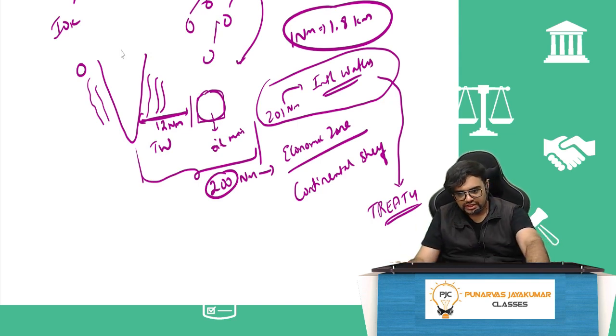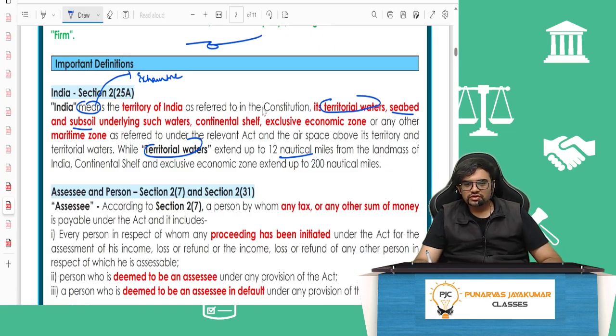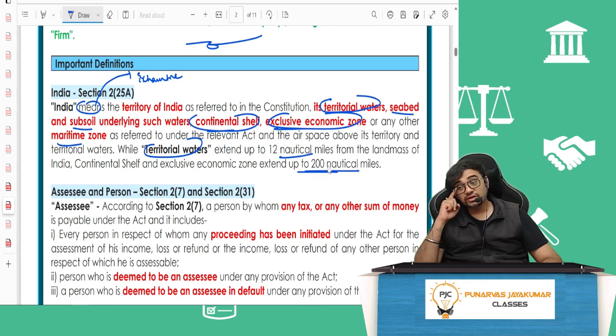You read now, one second. Check that. Referred to in the constitution: territorial waters, seabed and subsoil. Underneath also it's applicable to me. And then continental shelf, exclusive economic zone, any other maritime zone. So they'll name it different ways based on technical stuff. But they're all relevant to how much, guys? Extend up to 200 nautical miles.